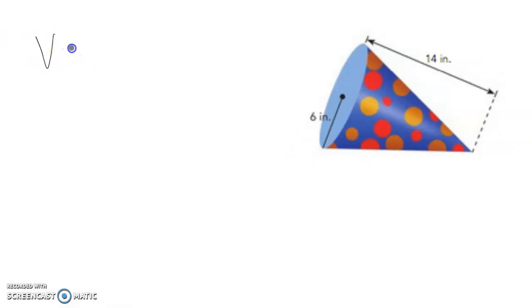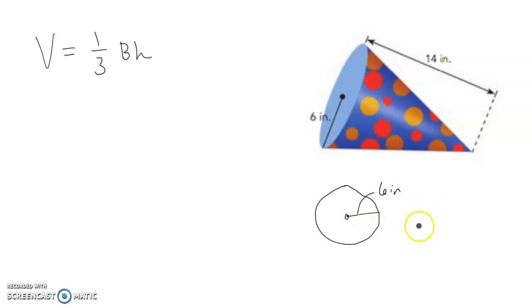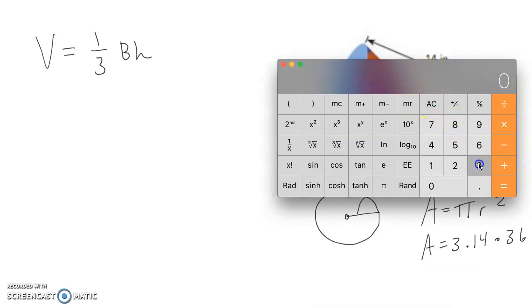So again, the formula is volume equals 1/3 area of the base times the height. Our base now is a circle with a radius of 6 inches. To find the area of a circle, I'm doing area equals pi r squared. So area is equal to 3.14 times 36, because 6 is the radius, and 6 squared is 36. So 36 times 3.14 is 113.04.